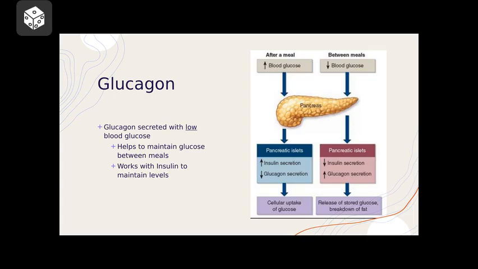Your body is able to use up that sugar, and then your blood sugar is going to come down. So you can see after a meal, insulin's up, glucagon is down, but in between meals, you're going to see a decrease in insulin and an increase in glucagon. I really love this chart. If you stare at it enough, I think it all will start to make sense.